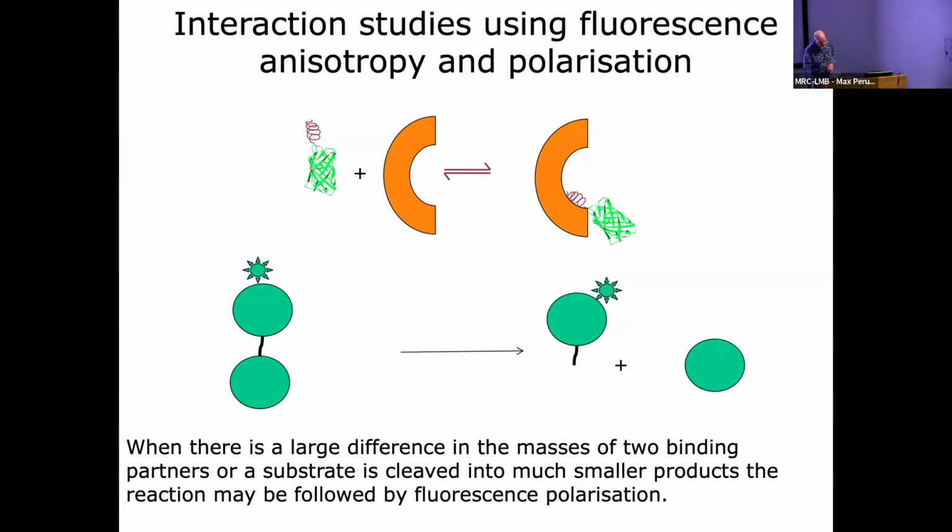Usually we will then label the smaller of the components. We'll just go through how this works, so that you can avoid the pitfalls that people fall into.